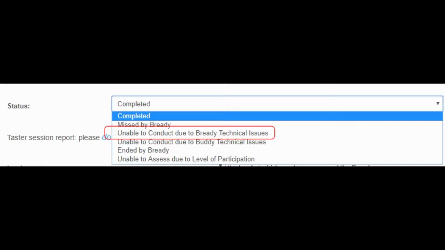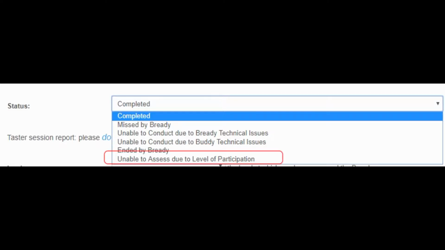The status, unable to conduct due to Brady technical issues. You'd select this if the Brady has technical issues that mean you are unable to conduct the lesson and make an accurate assessment of their ability. Next is unable to conduct due to buddy technical issues. So you'd select this if the lesson is unable to proceed due to you having technical problems. There's the status ended by Brady. This is when the Brady has ended the lesson. This could be an accident, or it could be that they're not well. There's lots of reasons, but it just means the lesson was ended early by the Brady.